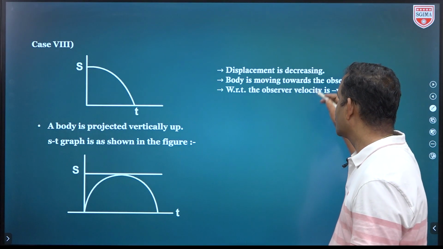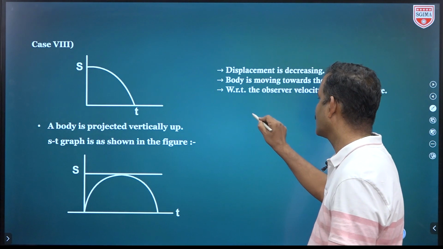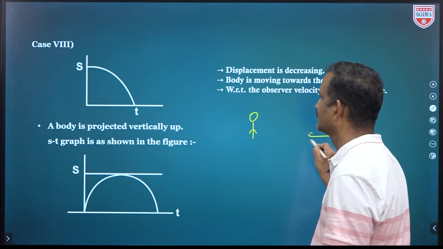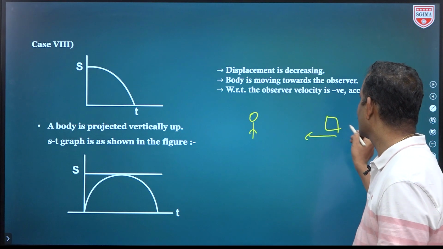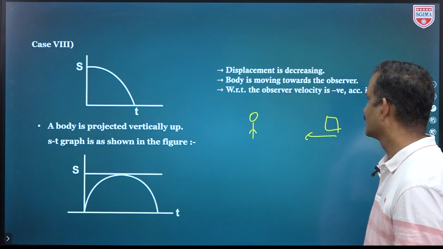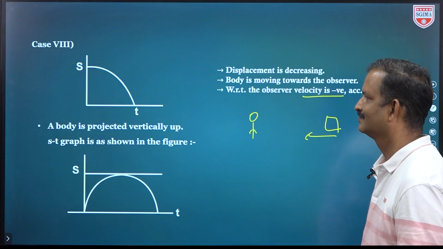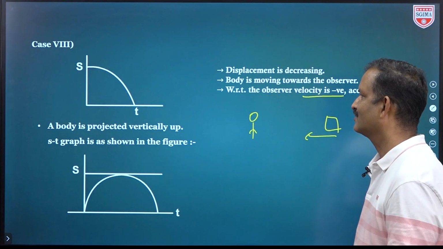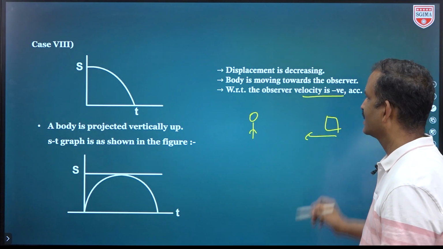Here, displacement is decreasing. Suppose the body is coming towards the point of observation. Displacement is decreasing. The body is moving towards the observer. So, with respect to the observer, velocity is negative.